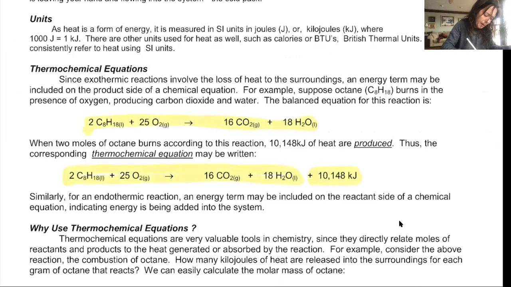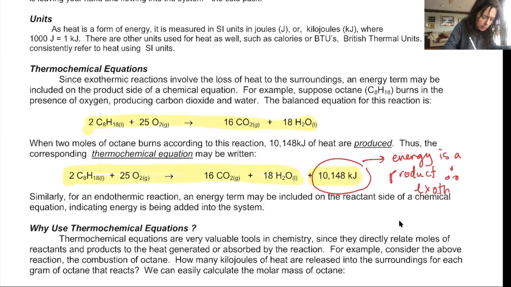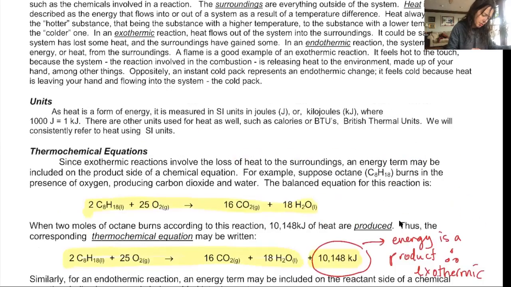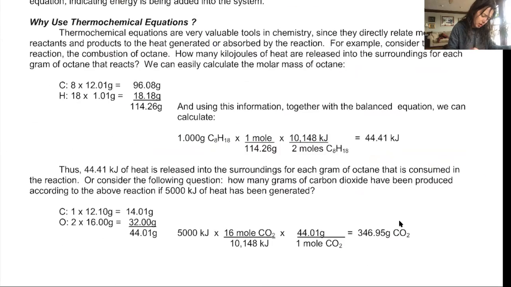Notice that over here, heat, right? This is your energy. Energy is a product, right? Therefore, this is exothermic. If it was written in the reverse direction, it would be a reactant and it would be endothermic. Okay?